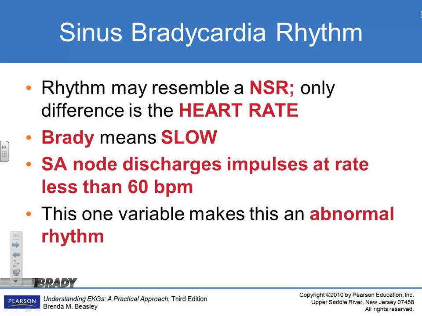So we know Brady means slow, but for whatever reason, the SA node, because it's a sinus rhythm, right, that means it originates where? In the SA node. So for those of you that said AV node, then it wouldn't be a sinus rhythm, it would be a junctional rhythm. So it was a sinus rhythm. So that one thing that takes it out of the parameters where the rate is too slow, if the rate is too slow, it's not a normal sinus rhythm anymore, right?